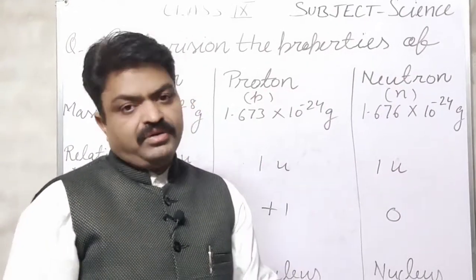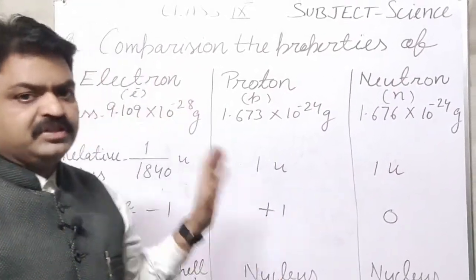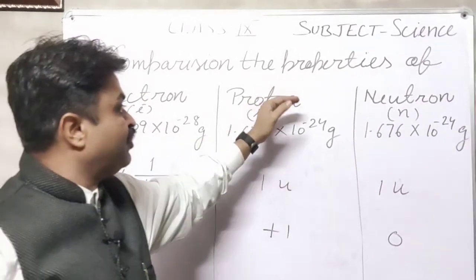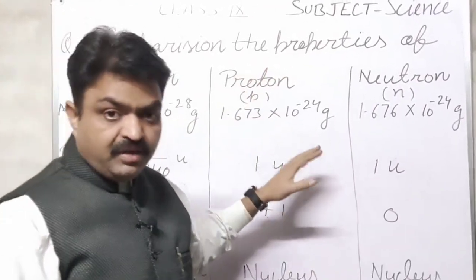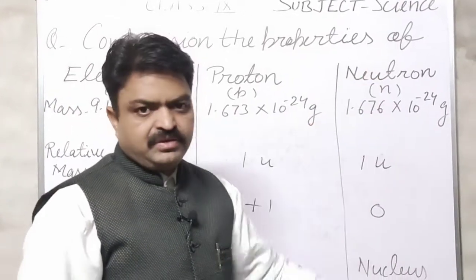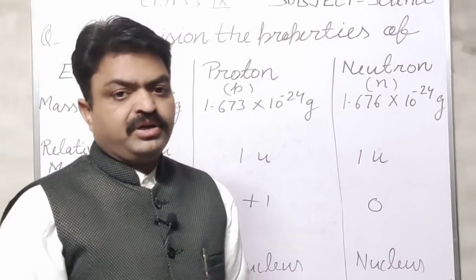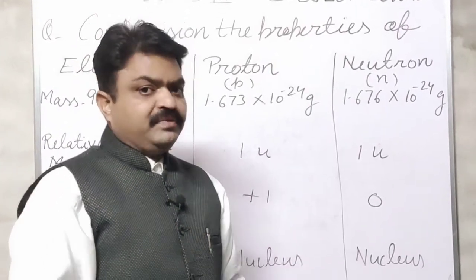You will try to learn them with the names of the scientists. The electron was discovered by J.J. Thomson, the proton was discovered by E. Goldstein, and the neutron was discovered by James Chadwick. Now we come to the next important question of the NCERT.